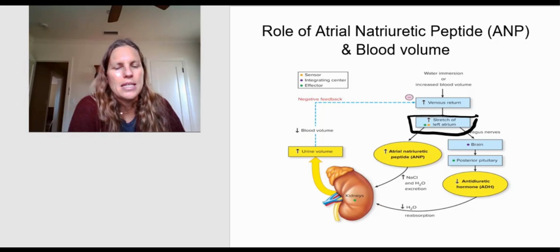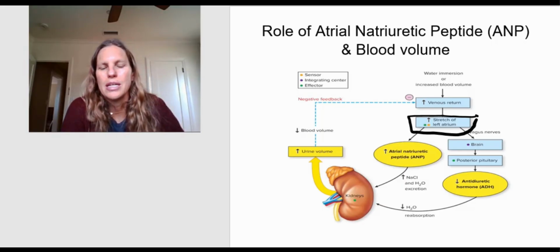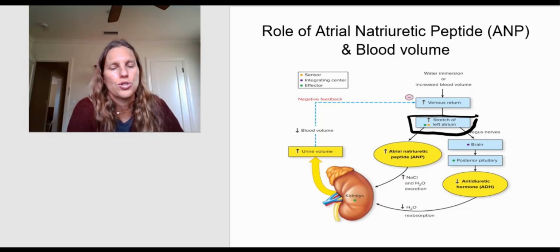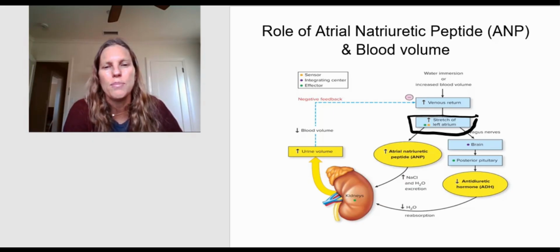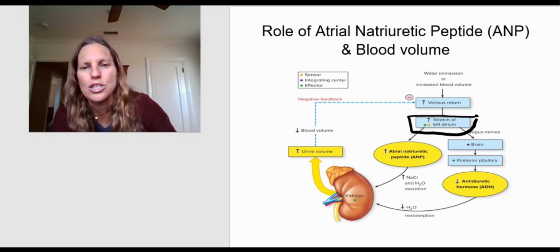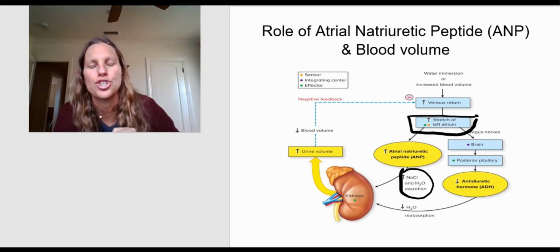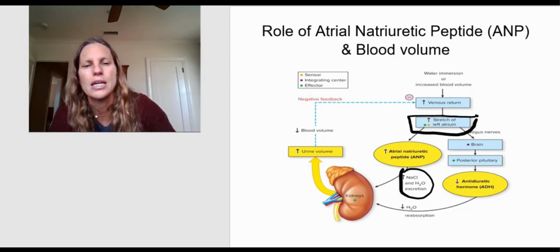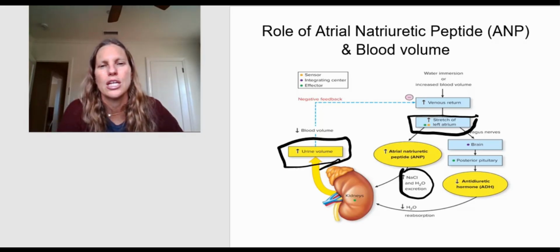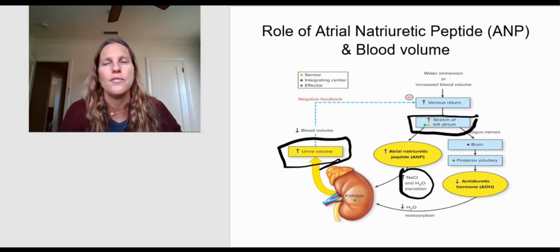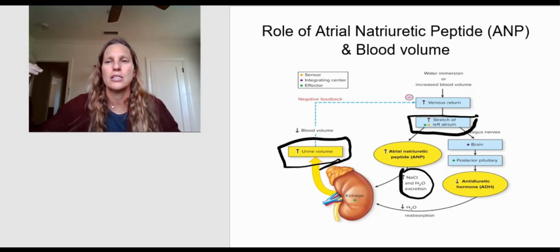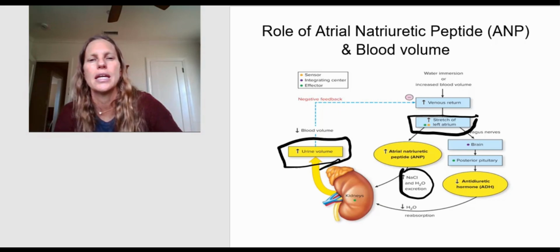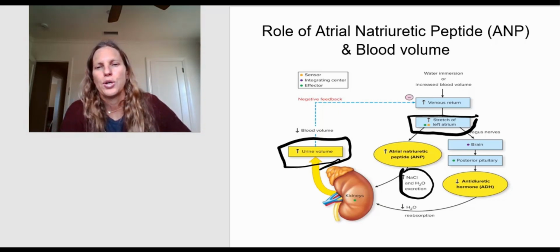So what that means is we're going to ultimately need to get rid of some fluid. How we do that is in the kidneys, we do not reabsorb sodium chloride and water. Instead, we keep it in the kidney tubules, and it ultimately becomes urine. So we see an increase in urine volume. When more fluid is leaving the body, that will deplete some of the fluid from the body, and it causes a decrease in blood volume.